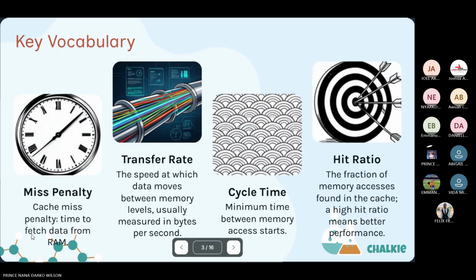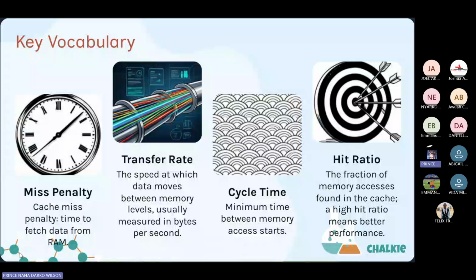Okay, the miss penalty. So let's talk about the key terms that we'll be using here. The cache miss penalty is the time to fetch data from RAM. So how much time it takes the memory to actually fetch data from RAM for the CPU is called the miss penalty. Then we have the transfer rates. The speed at which data moves between the memory levels is usually measured in bytes per second. So the miss penalty talks about the amount of time it takes to fetch data from the RAM for the CPU. And the transfer rate is the speed at which data moves between different levels of memory and is measured in bytes per second.